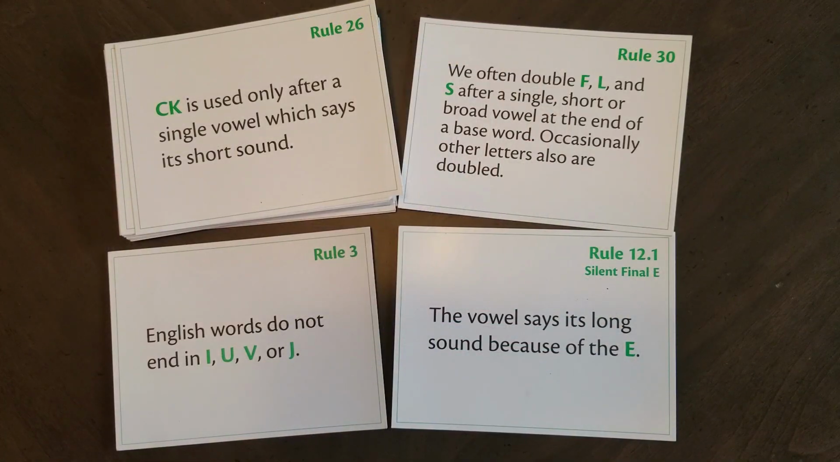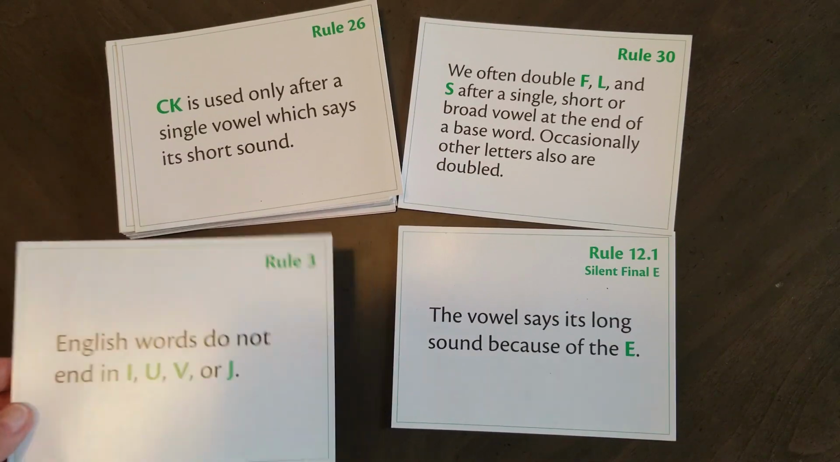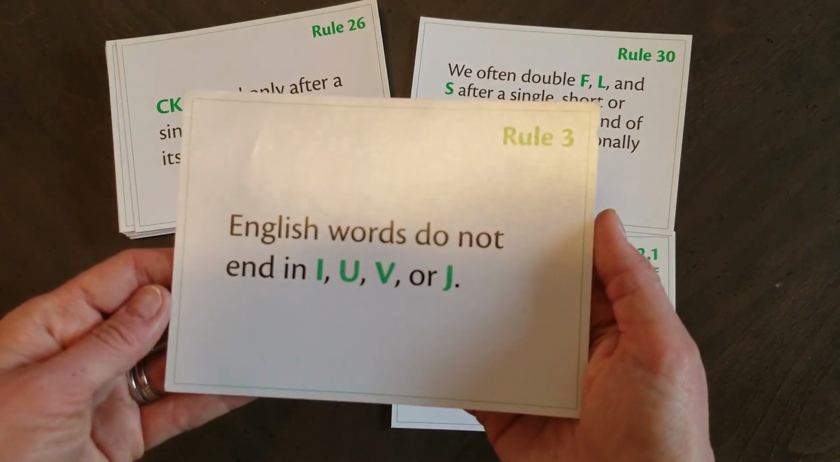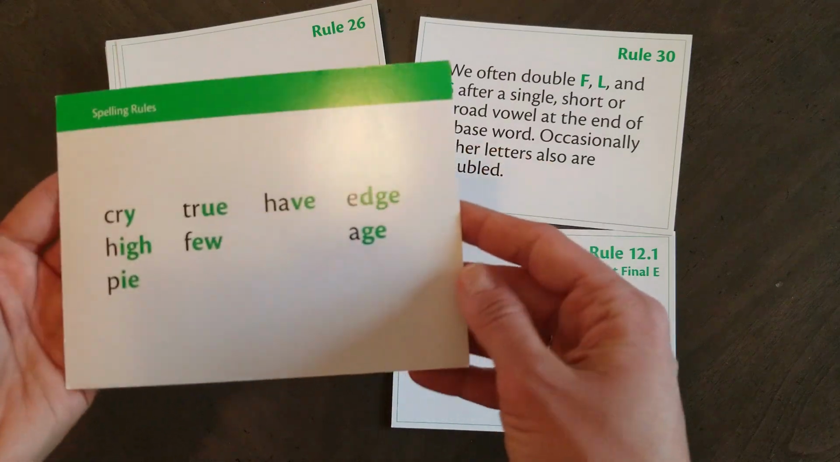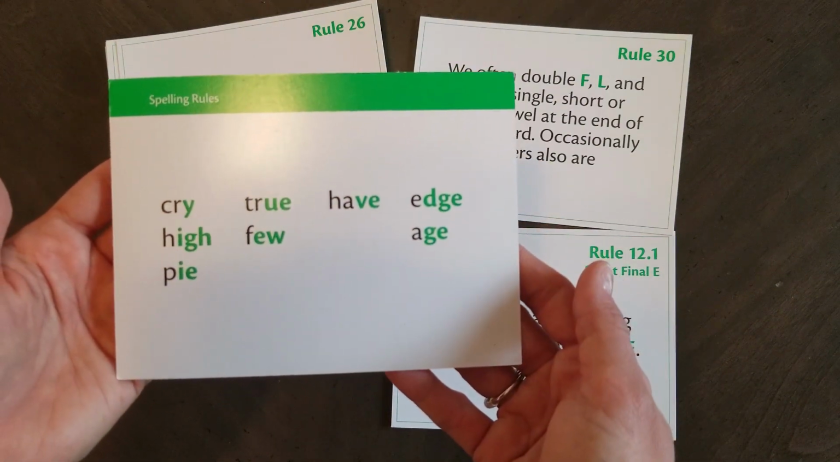Another part of the Foundations B program starts into spelling rules. Now these spelling rules are mixed into B. They're not something that they have them quite memorized yet, but it's something that you start introducing. The memorization of the spelling rules you see more in level C as well as definitely in level D, but they do start introducing them. So something like English words do not end in I, U, V, or J. That's something that they would be introduced with, or we often double F, L, or S.